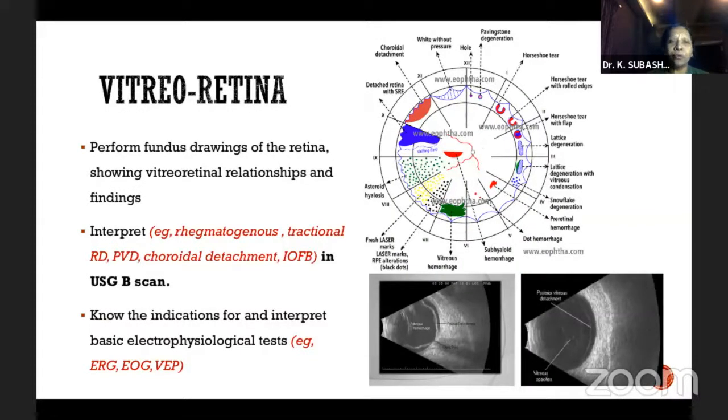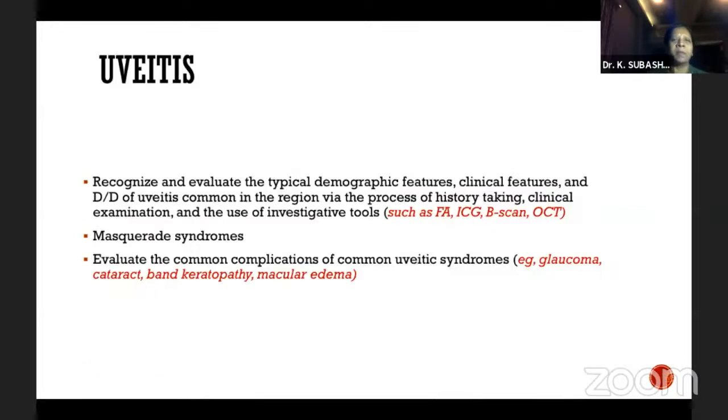They should know to perform the fundus drawings in the Amsler's chart, very important, with the color coding, and should know to interpret rhegmatogenous RD, tractional RD, PVDs, choroidal detachment, and an intraocular foreign body in ultrasound B scan, and should know the indications for and interpret the basic electrophysiological tests such as ERG, EOG, and VEP.